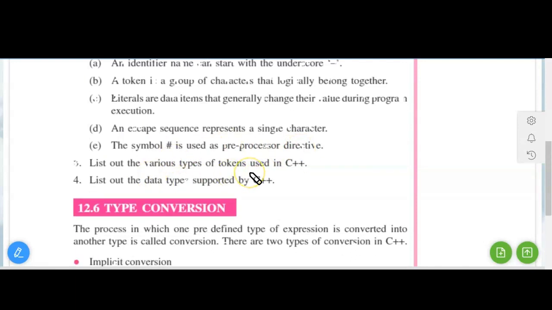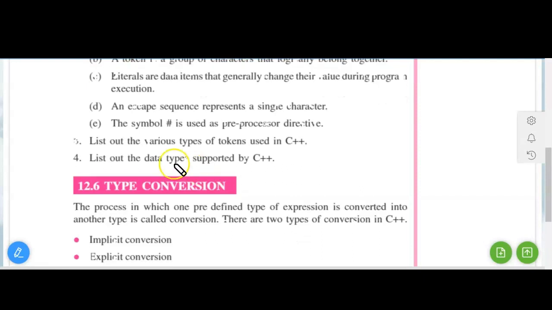What are the various types of tokens used in C++? So basic tokens that we have seen, basic units are keyword, literals, identifier, punctuators, and operators. What are the data types supported by C++? The data types that are supported by C++ are int, float, and character.